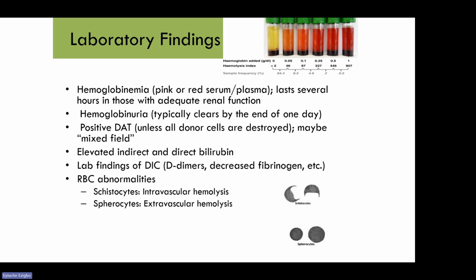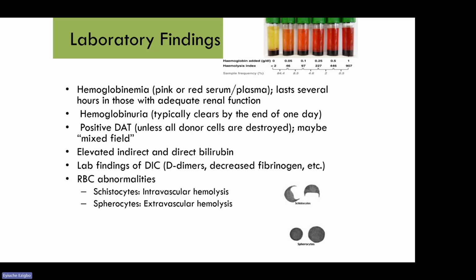It lasts several hours in those with adequate renal function. Then hemoglobinuria typically clears by the end of one day. We can find also positive direct antiglobulin tests, unless all the donor cells have been destroyed, in which case there are no cells to do the DAT. But if not, we expect to find a positive DAT. Maybe a mixed field, but we expect to find that.